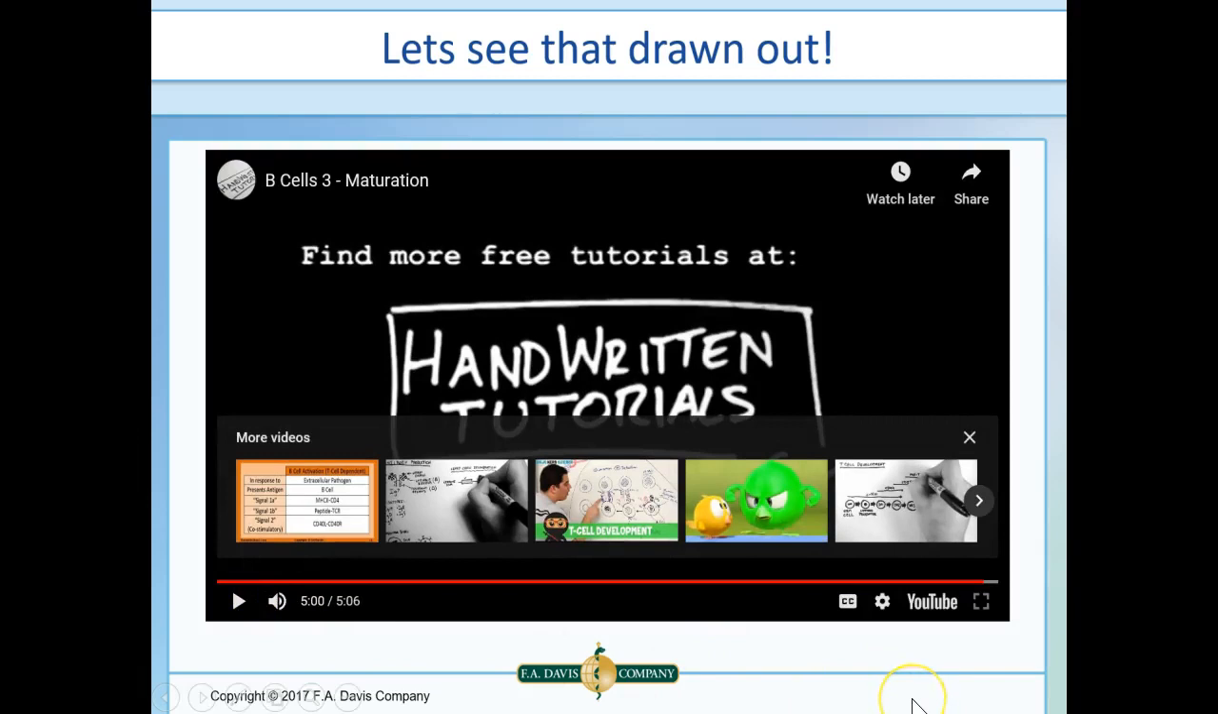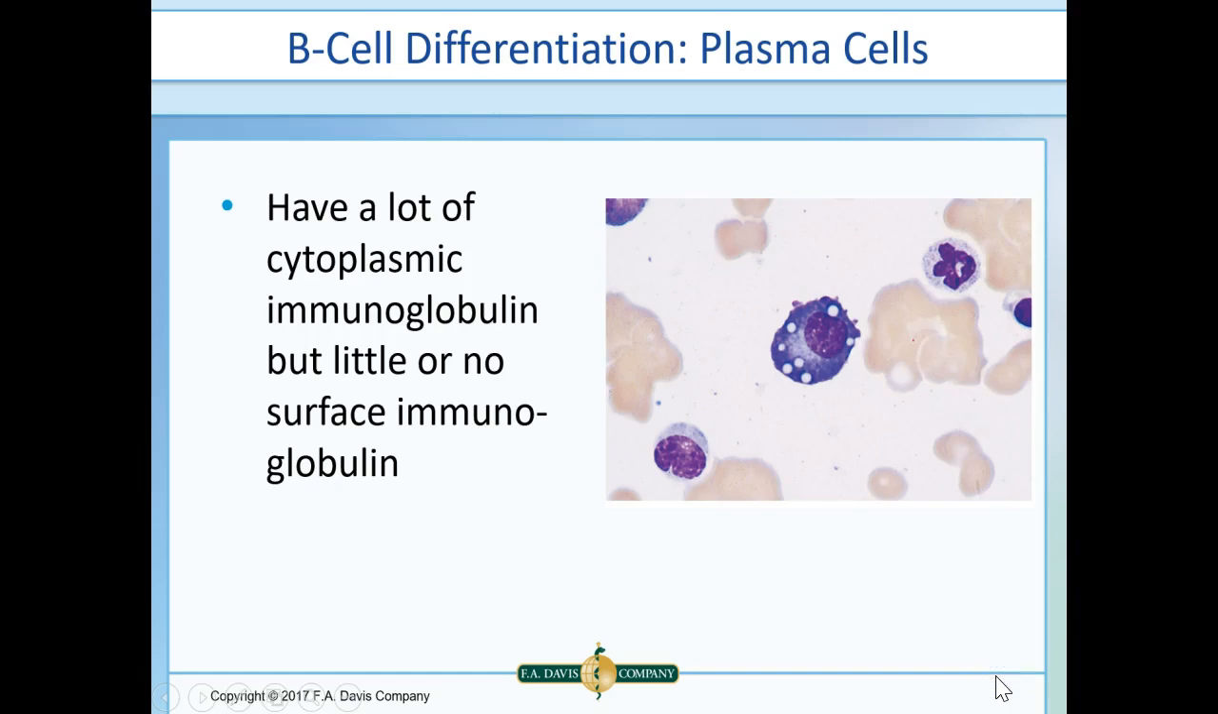All right, so there was a little introduction of what happens as those B cells mature from the bone marrow out into the bloodstream and lymph nodes. All right, so where we ended with that were these plasma cells. They have a lot of cytoplasmic immunoglobulin, but little or no surface immunoglobulin when we get to this.